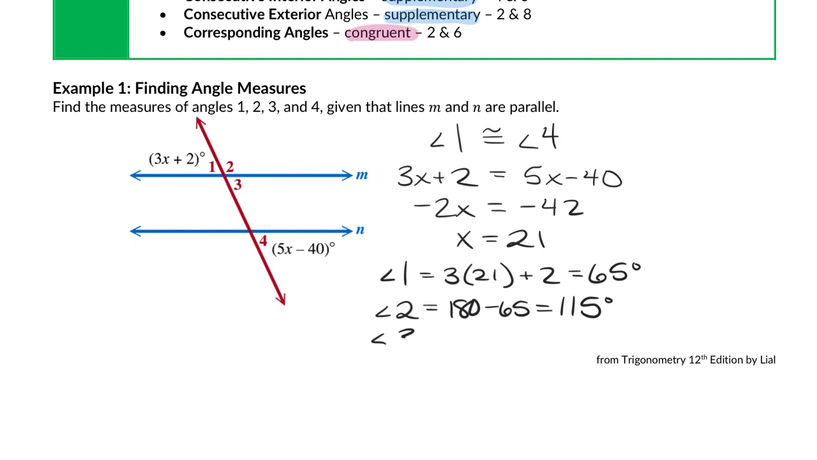How about angle 3? What is angle 3? 65. Why is it 65? Because it's congruent to 1. They are vertical angles. And what about angle 4? How come? It's congruent to 1. What is their vocabulary word? Exterior. Is it alternate or consecutive? Alternate, opposite sides of the transversal. It is also corresponding with angle 3. So you could use either relationship to get angle 4.